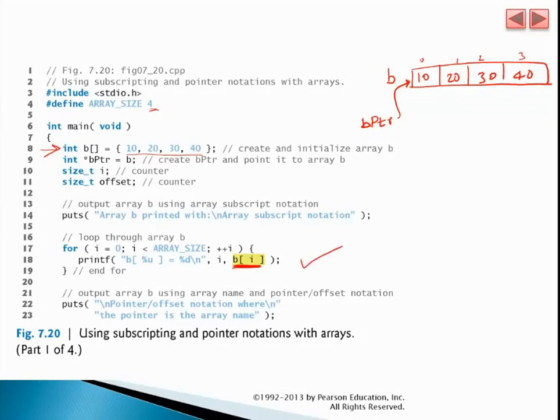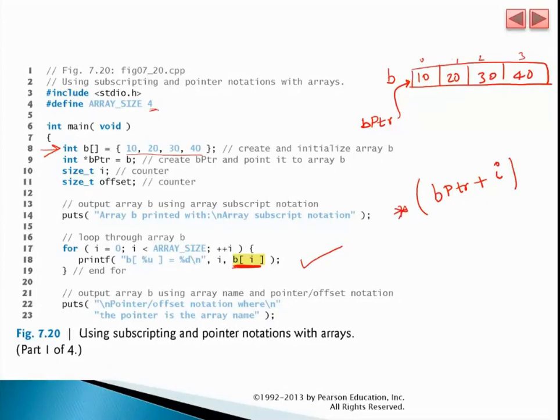Now let's print the same thing using pointer offset notation. How to write that? Any idea? Pointer offset notation. Now you have to tell me quickly. How can we write it? B pointer plus the variable name, say I, and then asterisk. Asterisk, yes.